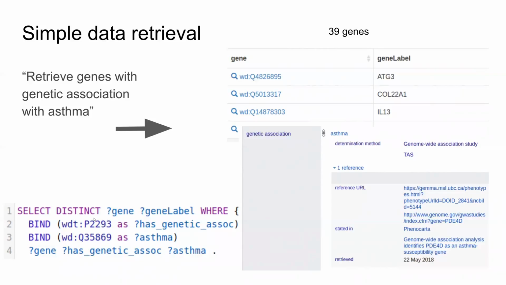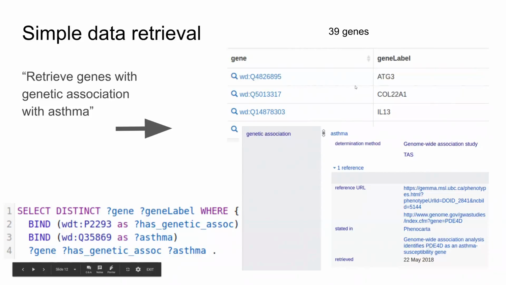So this is the SPARQL query language down here. What I've done here is just to make the query a little more legible. As I said, each item and property has a QID and a PID, and instead of memorizing the QIDs and PIDs, I've just given them names here. P2293 is has genetic association, and Q35 whatever is the item for asthma. So you can just select genes and their labels where a gene has a genetic association to asthma. That's basically the whole thing.